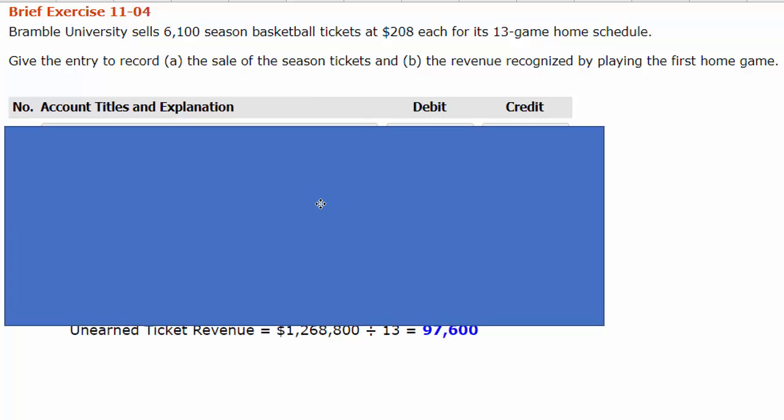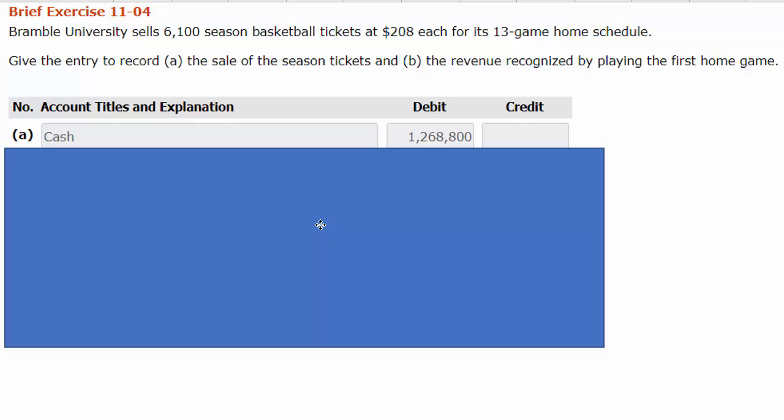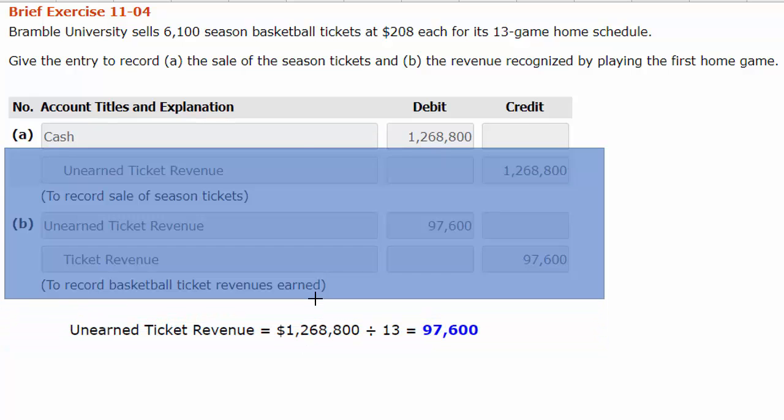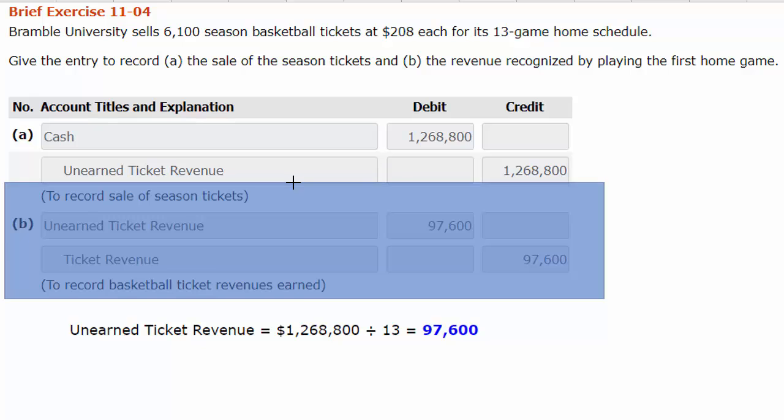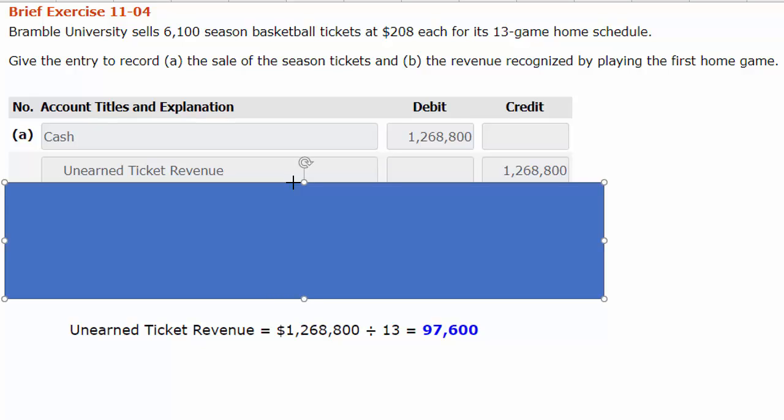Okay, so with that said, we're going to debit cash for the full 1,268,800. Let me put that there so you can see the calculations, right? And we're going to credit unearned ticket revenue at the time we collect the money. We're assuming we're collecting the money long before they play their first home game. Okay? So, where does that show up? That's a liability on the balance sheet of Bramble University.